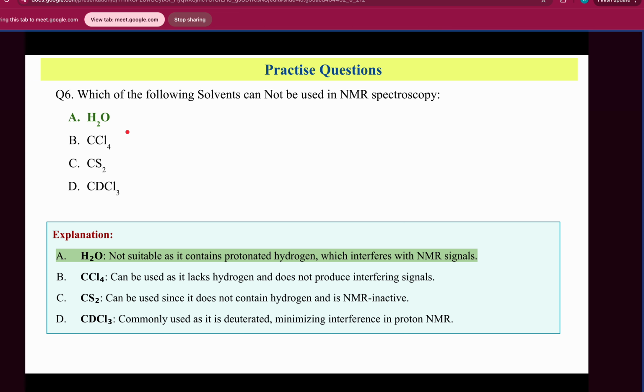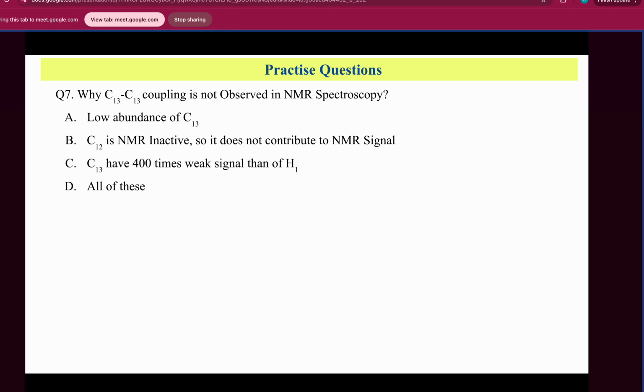Because if we use H2O as a solvent, it already contains hydrogen. So in that way, it will interfere with the NMR signals. Whereas in case of CCl4 and CS2, we do not have any hydrogen, so they are better solvents to be used. Whereas if we talk about CDCl3, in this case, we have deuterium. So deuterium will also not interfere with the proton NMR, in which we are looking for the 1H NMR spectra. So that's why H2O is the right option here.